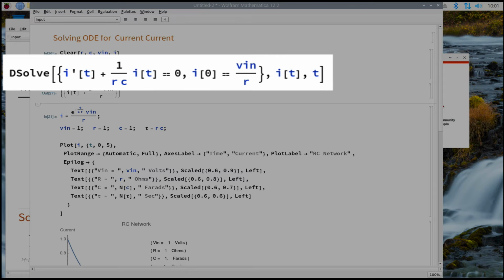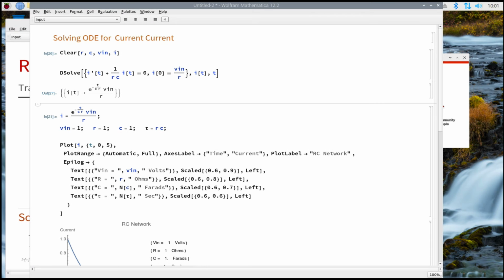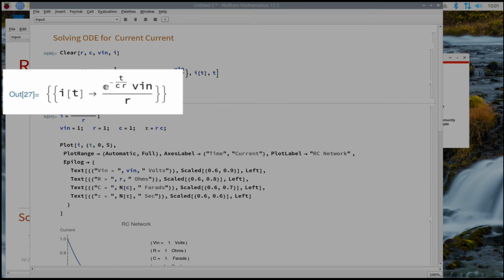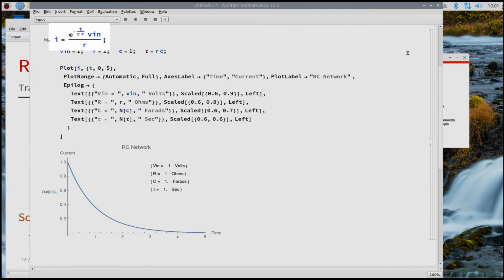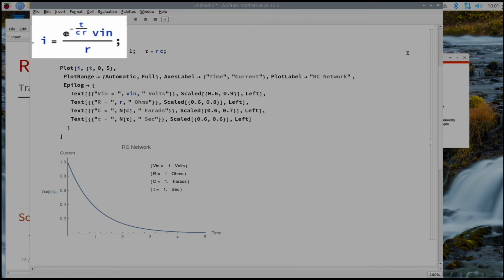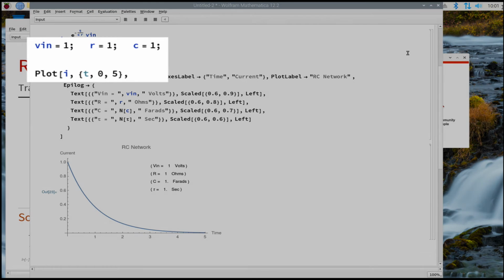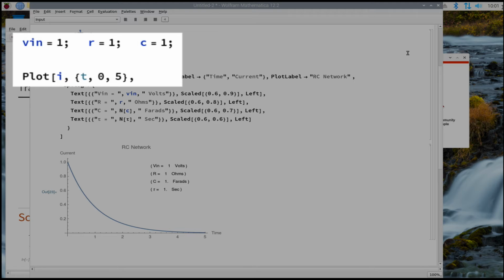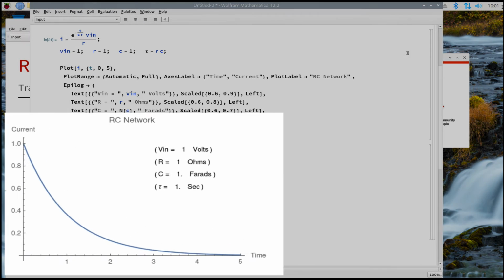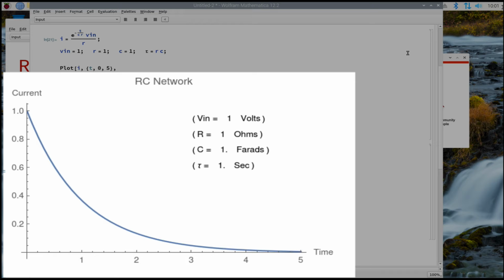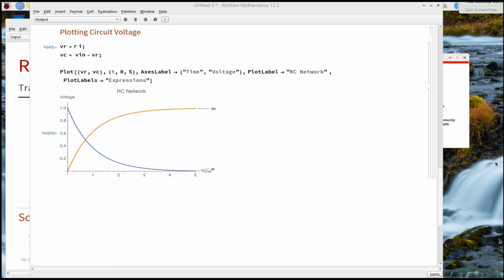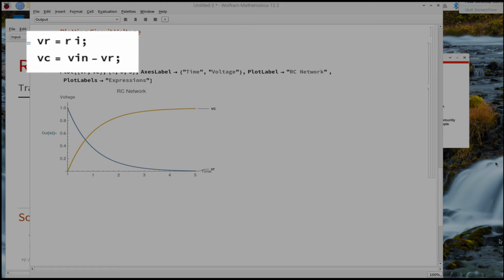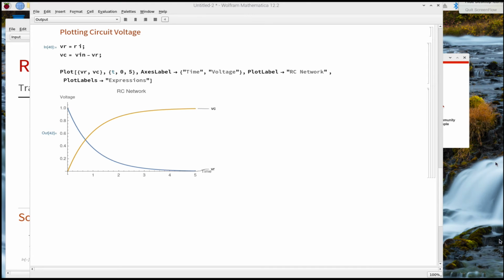Here is the differential equation written in Mathematica language, and here is the result after we run it. We input the Mathematica solution, put in the values for our variables, and then plot. Since we know the circuit current, we can now calculate the circuit voltage and plot.